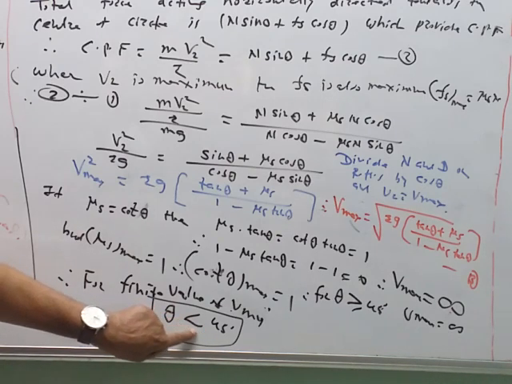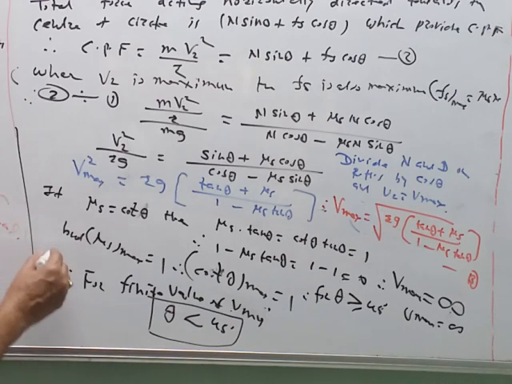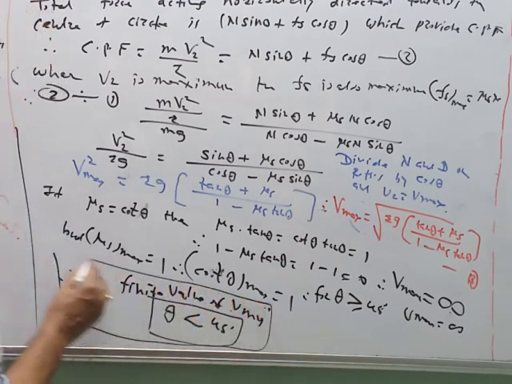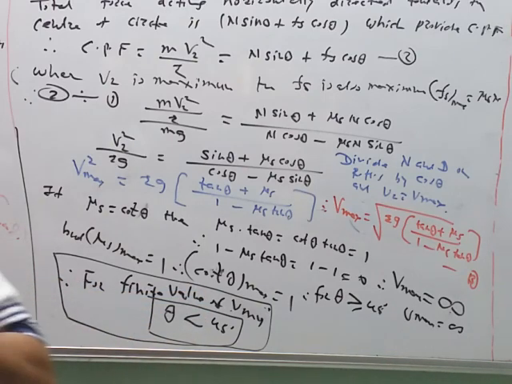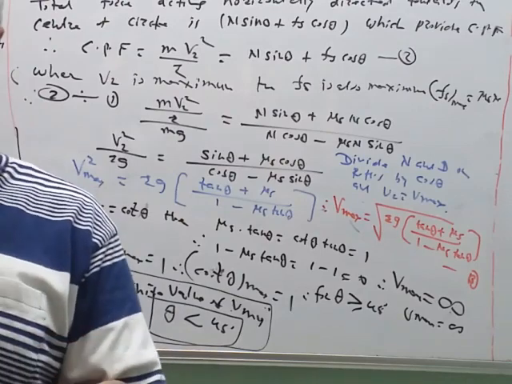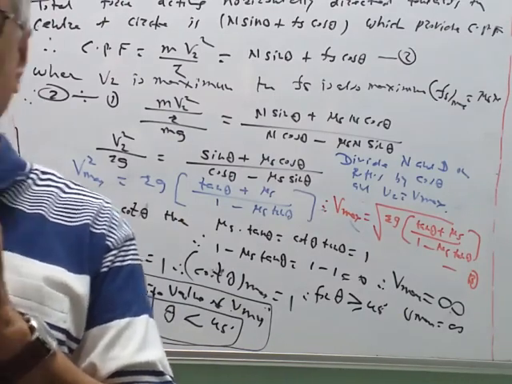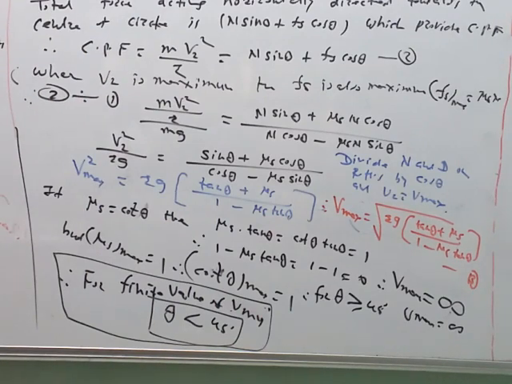Actually, the equal sign doesn't work. So for maximum value of Vmax for the bank road, the theta should be less than 45 degree. This can also come as an MCQ question. What is the maximum limit for the angle of banking when the road is rough to drive the vehicle with maximum speed? So this theta must be less than 45 degree. If it is more than 45 degree, then maximum speed limit will become infinity. We cannot drive the vehicle practically at infinity speed. So for finite value of Vmax, this theta must be less than 45 degree.